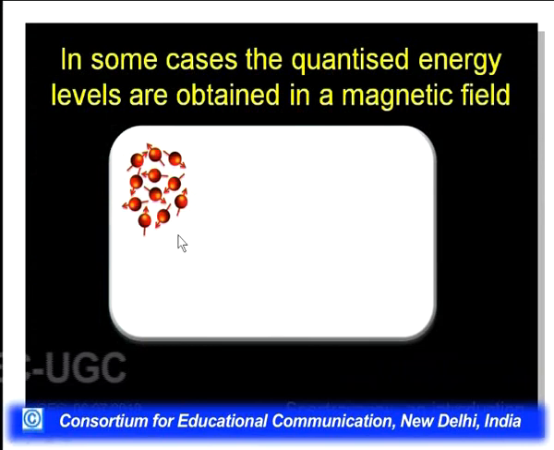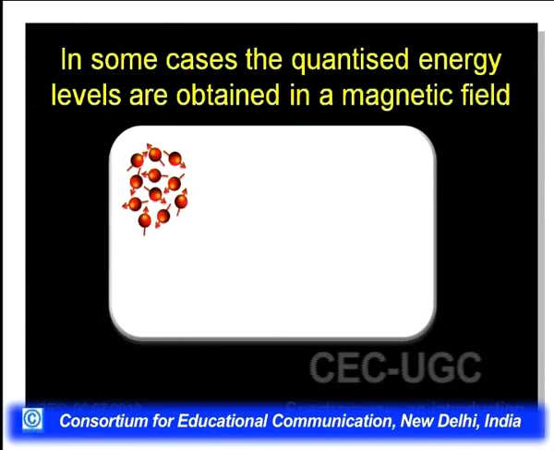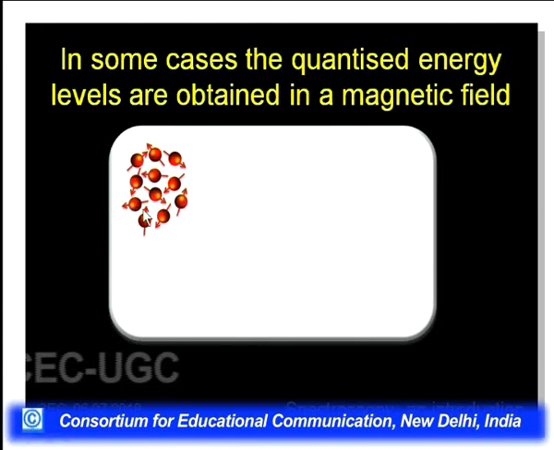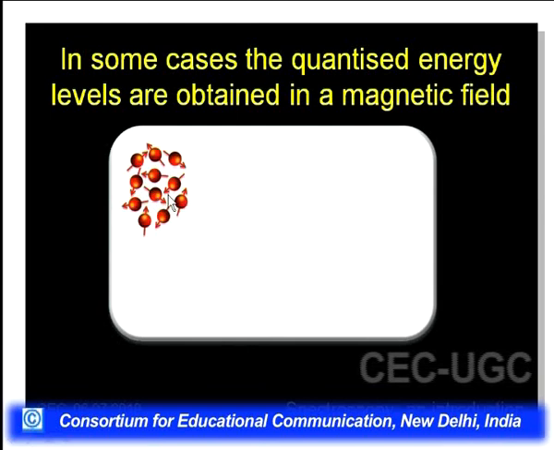Now, in some cases, we talked about energy levels which are quantized on their own, but in certain cases, there are two possibilities. The system to begin with doesn't have quantized energy levels. Suppose you have got the nuclei of certain atoms, we'll talk about that at a later stage. For right now, there could be unpaired electrons or nuclei of certain atoms like proton or carbon 13. They are randomly oriented. But if I apply a magnetic field, we find that this can orient in two possible ways.